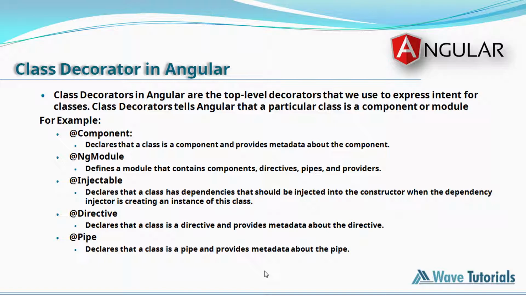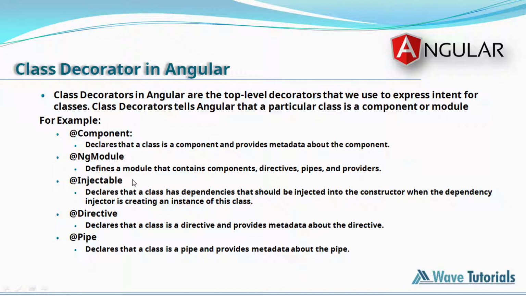So the first one is class decorator. Class decorators in Angular are the top level decorators that we use to express intent for classes. Class decorators tell Angular that a particular class is a component or module. For example, we have a few common decorators listed here, like @Component, which declares that a class is a component and provides metadata about the component. @NgModule, which defines a module that contains components, directives, pipes, and providers. We already created videos about modules and components, so if you have still not watched them, please watch our previous videos in this tutorial session.